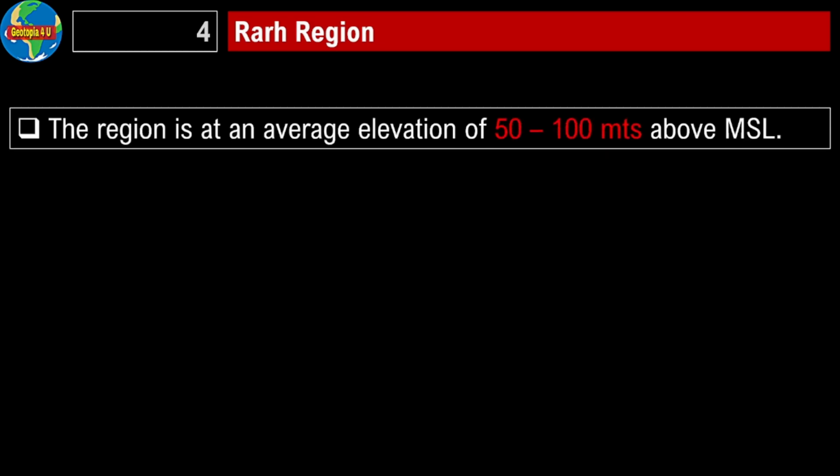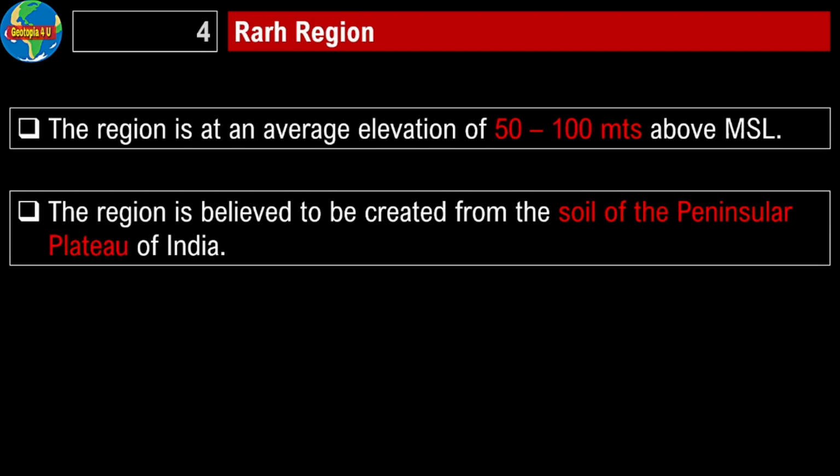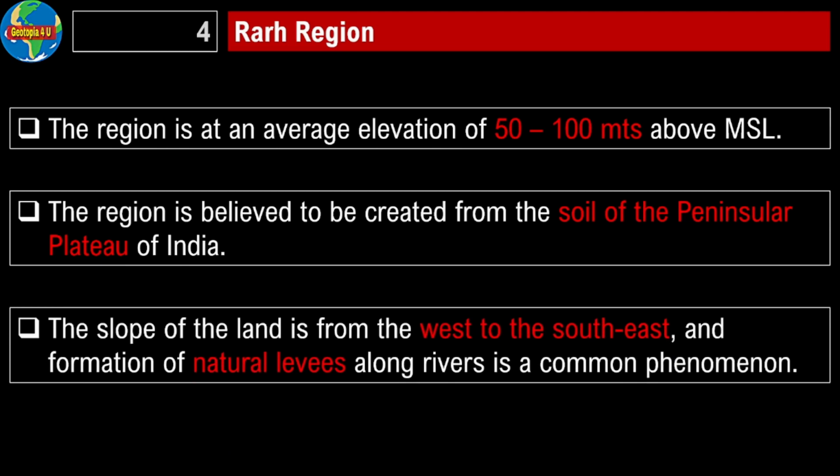The region is at an average elevation of 50 to 100 meters above mean sea level. The region is believed to be created from the soil of the peninsular plateau of India. The slope of the land is from west to southeast, and formation of natural levees along the rivers is a common phenomenon.